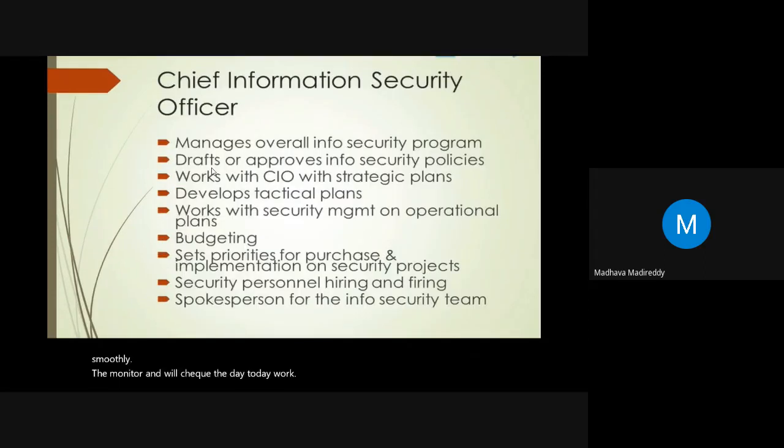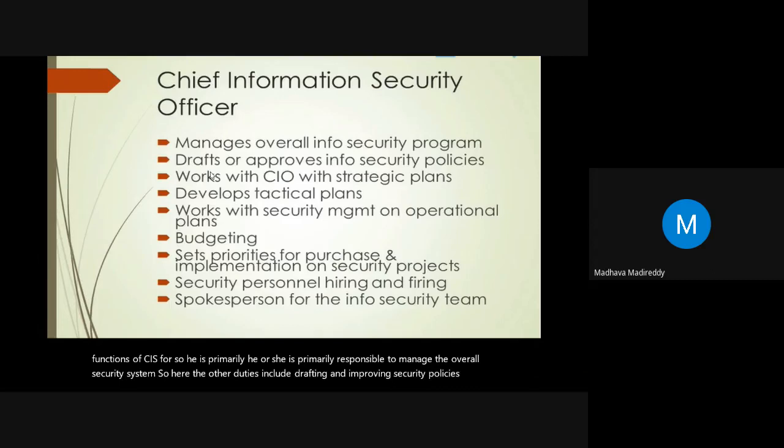So now, on top of all of this, if you want to become an information security professional, the peak level can be chief information security officer, CISO. So what are the functions of a CISO? He or she is primarily responsible to manage the overall security system. The other duties include drafting and approving security policies. He works with the chief information officer in devising strategic plans. So you develop tactical plans. You need to work with security management on operational plans as well.